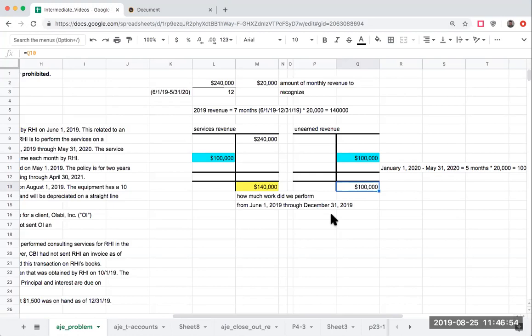This problem best illustrates the most important concept as it relates to adjusting journal entries. When you're done going through and adjusting, your revenue needs to reflect what you earned during the time period, and your liabilities need to reflect your future obligations.